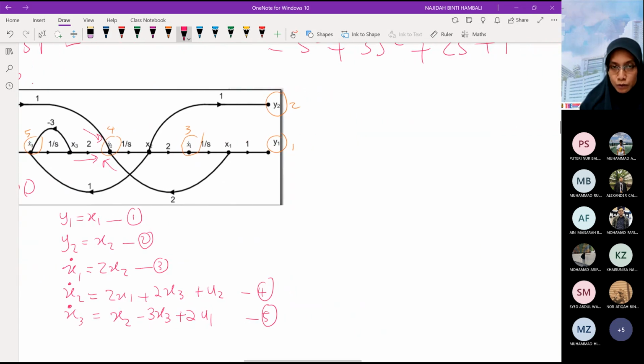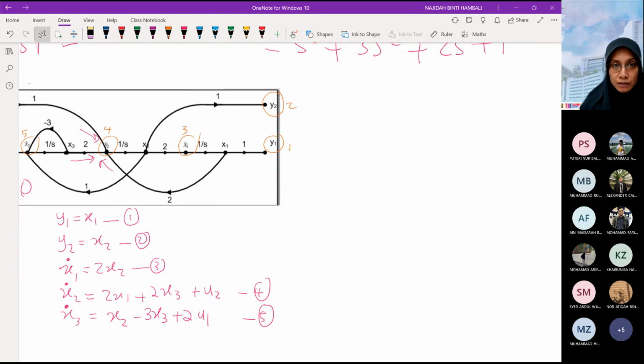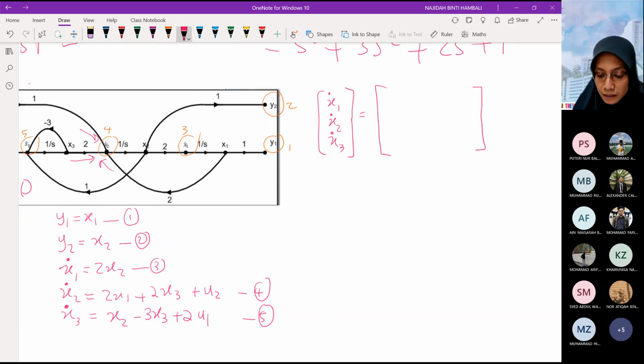So, its construction for the state space equation is a little bit different compared to example A. Because it's a MIMO system, we have 2 inputs and 2 outputs. So our derivative state variables stay the same. We have 3 derivative state variables. Our matrix A is 3 by 3 since we have 3 derivative state variables x1, x2, x3.